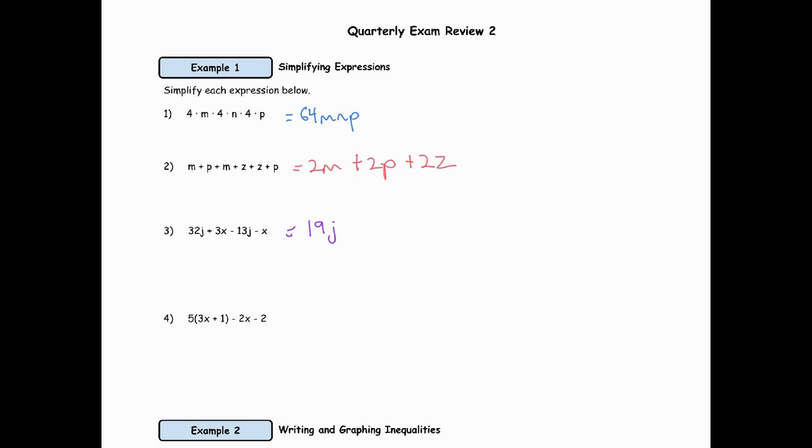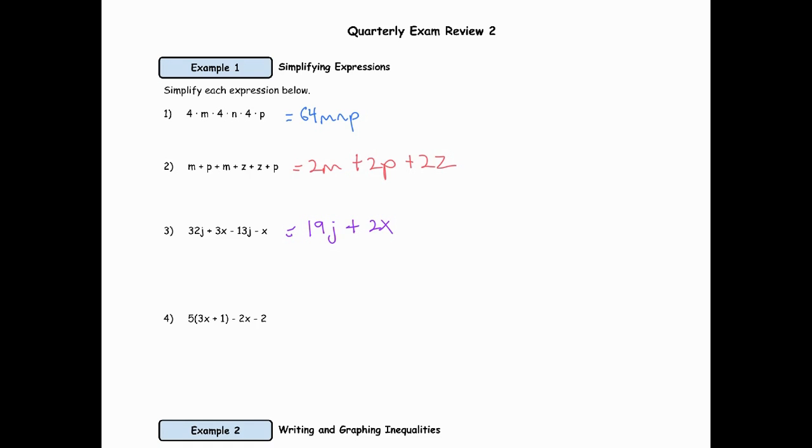Now we're going to look at the x terms. Notice this plus sign right here. That's because the 3x is being added. So that actually means our next operation after the j is going to be addition, because we're going to add the x terms. But the last x term, minus x, is being subtracted. And again, we're subtracting that from the 3x. 3x minus x is 2x. So we have 19j plus 2x.